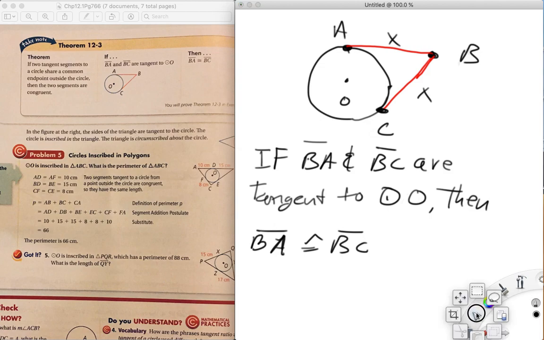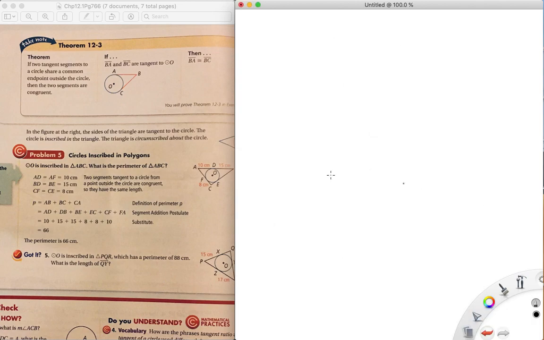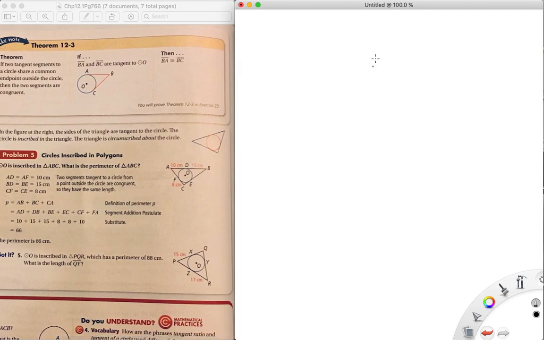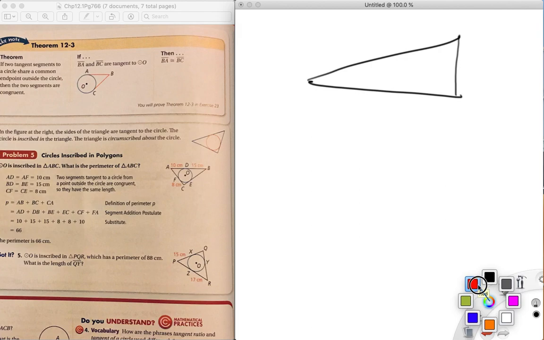All right. Some definitions. Inscribed and circumscribed. We have a triangle. We have some circle inside the triangle. And the circle and the triangle touch at all three sides.